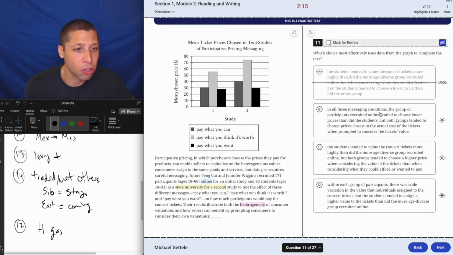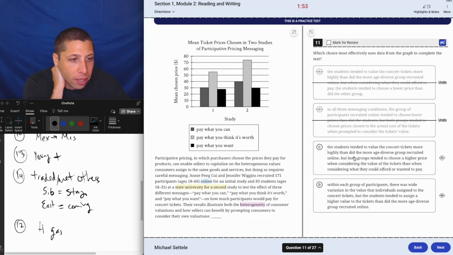In all 3 messaging conditions, the group of participants recruited online tended to choose lower prices than did the students, but both groups tended to choose prices closest to the actual cost of the tickets. What's the actual cost? I don't think they actually even did that. So students tended to value the concert tickets more highly than did the more age-diverse group recruited online. Okay, yes. But both groups tended to choose a higher price when considering the value of the tickets than when considering what they could afford or wanted to pay.